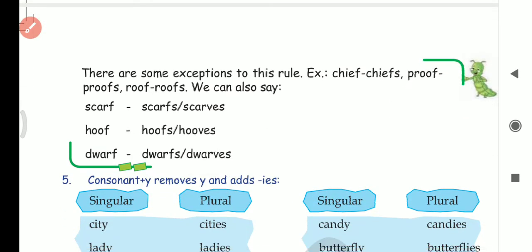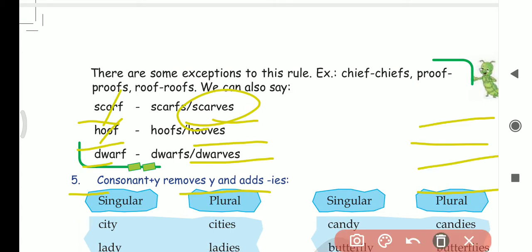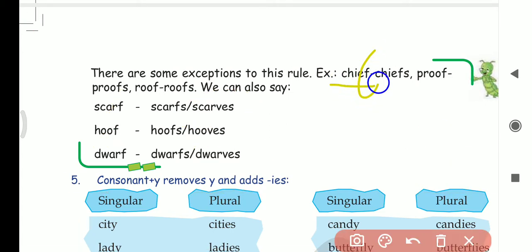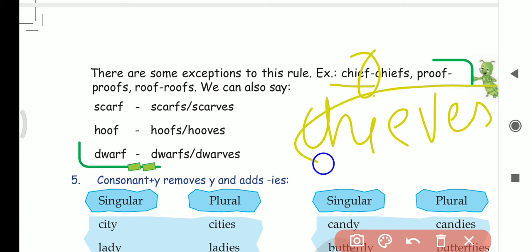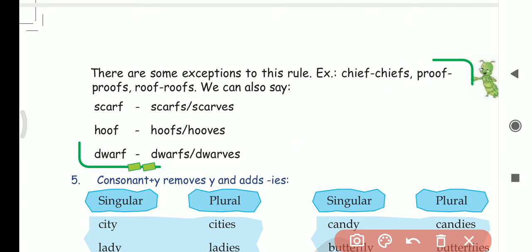अब यहाँ पे भी कुछ exceptions हैं. There are some exceptions to this rule also. For example, chief. See, it is ending in f, but we don't write chieves. This is wrong. What we do? We just add s to it. Chiefs. Proof, proofs. Roof, roofs.